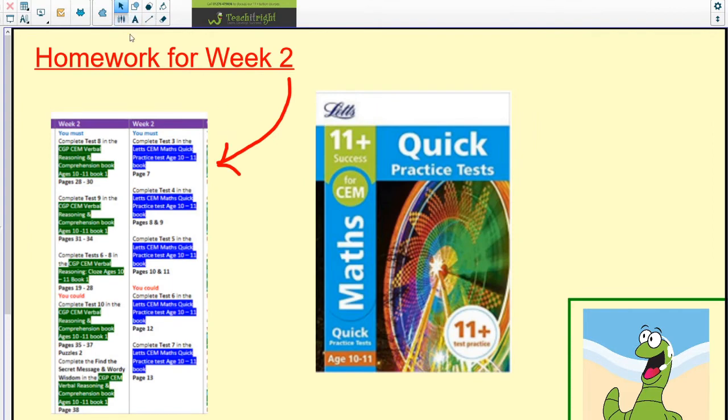So this was the homework instructions and today I'm going to be marking this column here, the week 2, and it's tests 3, 4 and 5 from the quick practice test book. The way that we'll do this is I will show you the questions, I'll run through them, I'll do any working out that I think is appropriate, and then hopefully you guys can mark along with me. Obviously, let us know how you go.